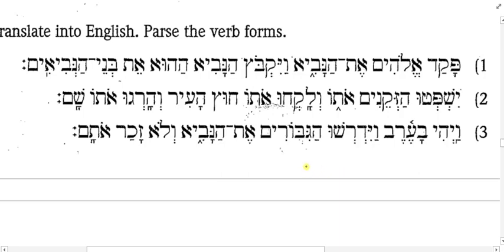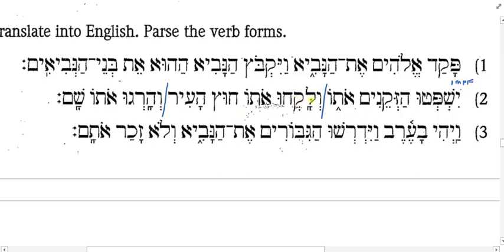All right. So I'm going to go ahead and use my line here. I'm going to divide the clauses up here. I actually have 3 actions here. 3 actions in sequence. Notice the first one is yishpatu with a prefix yod and no vav in front of it. So which conjugation pattern is this? This is the imperfect. Okay?